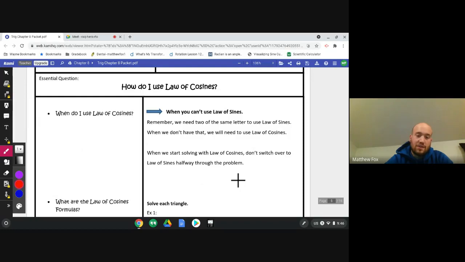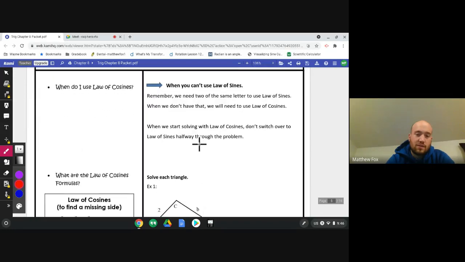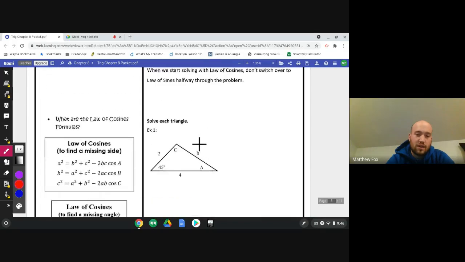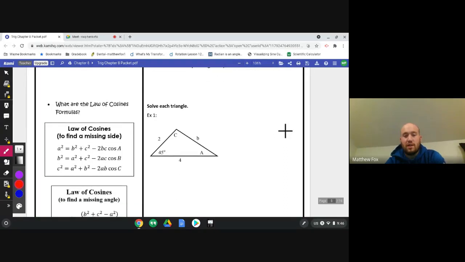With ambiguous cases, you have to be careful because as you do it, it appears that you have a correct answer, but when you plug it back in, it does not actually work. This can happen sometimes if we switch between them, or in a certain situation with law of cosines and in certain triangles. So we'll talk about that more next week. Don't worry about it for today.